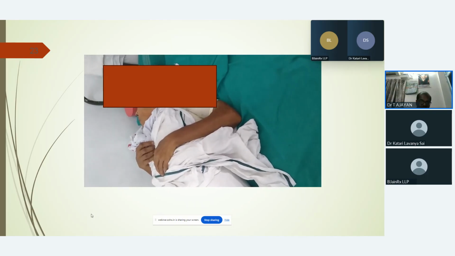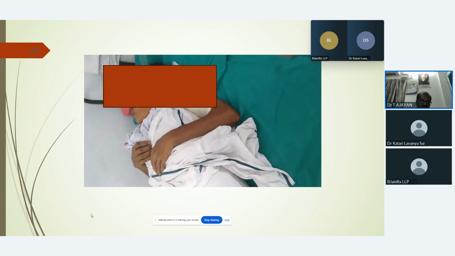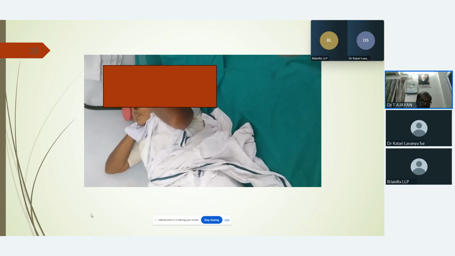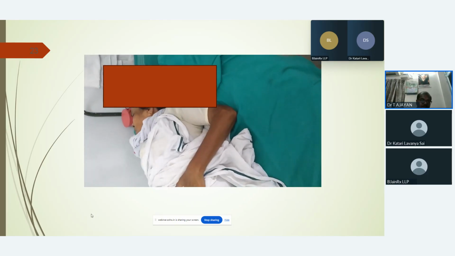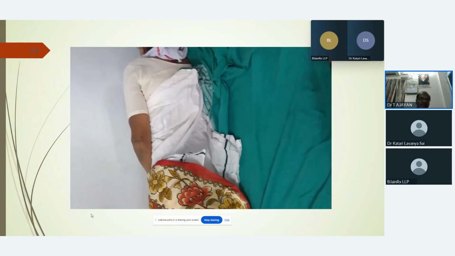It's a case of positional vertigo. Look here, she is only lying on a particular side, but she is not able to move her head.